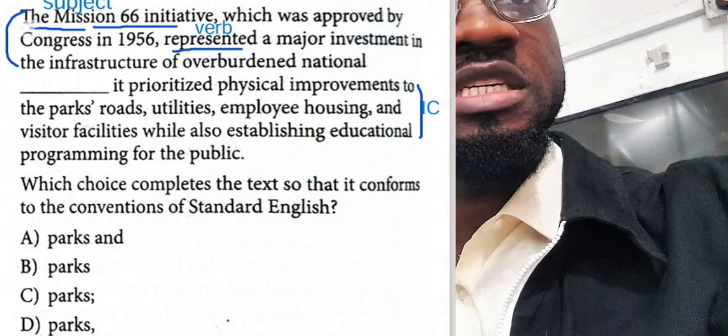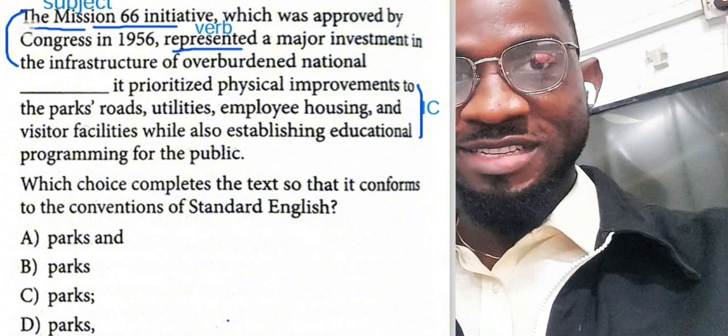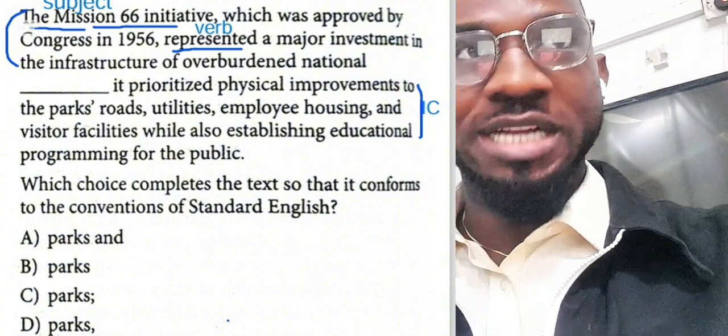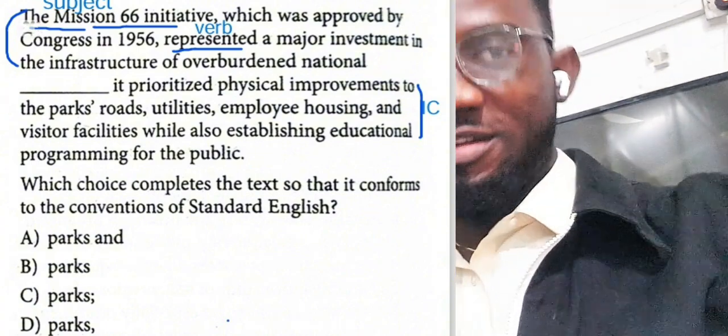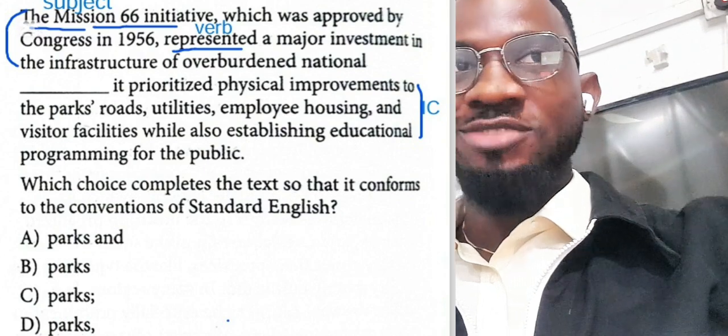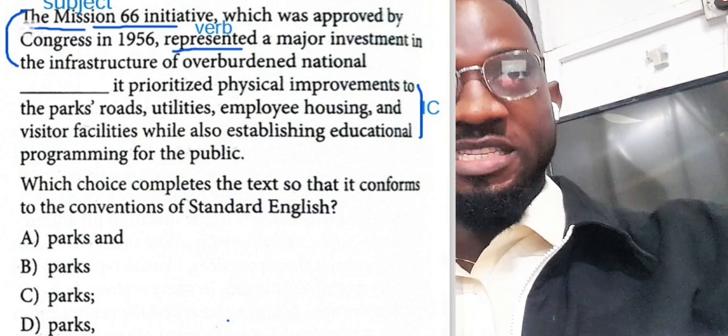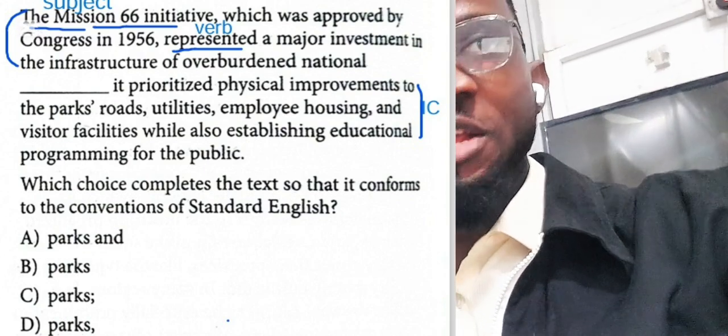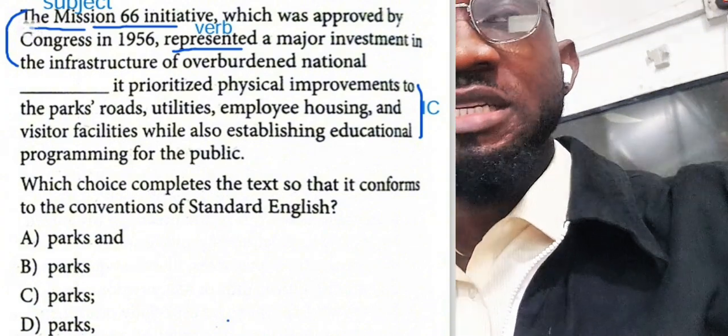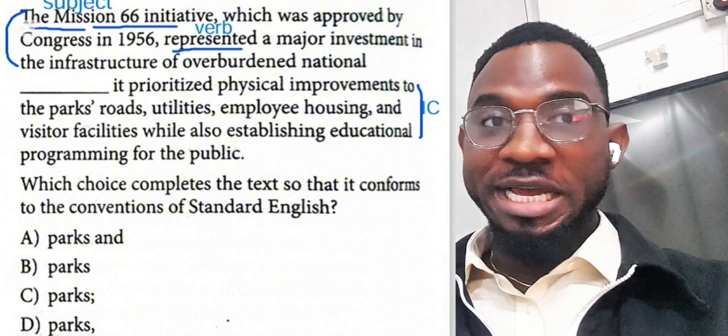The Mission 66 initiative, in this case, is the subject of the sentence, a noun phrase. Represented, the verb. So you see, what is represented, of course, the complementary part of the sentence, a major investment in the infrastructure of overburdened national parks. So we see we have a complete idea.